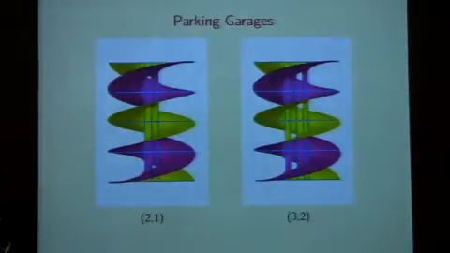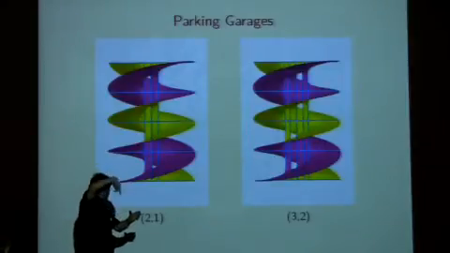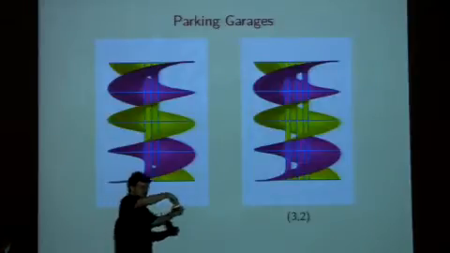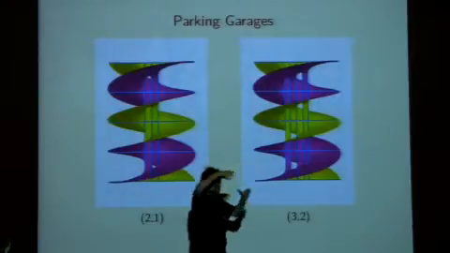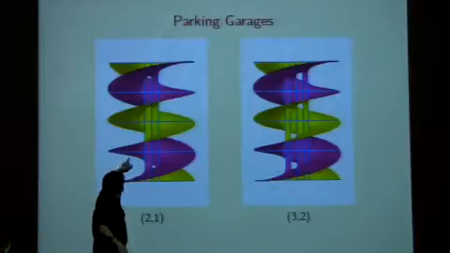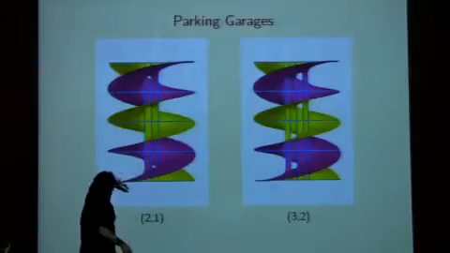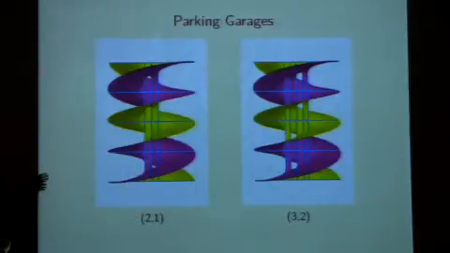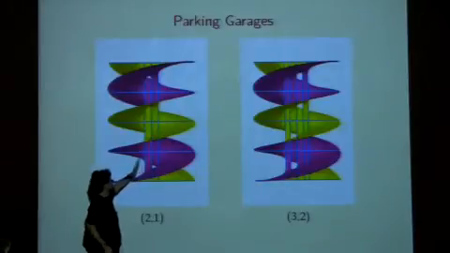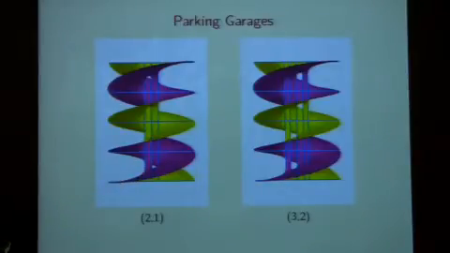I bet they exist, but I haven't really seen one. Typically you see these two-column garages, but there's also the possibility of a three-column garage. When you go around one column this way, say counterclockwise, you go up. In the middle column, you go around counterclockwise, you go down again, and in the other outer column, you go up. So you take three helicoids that are kind of merged together into a single helicoid with three separate axes, though. So that's another parking garage structure.